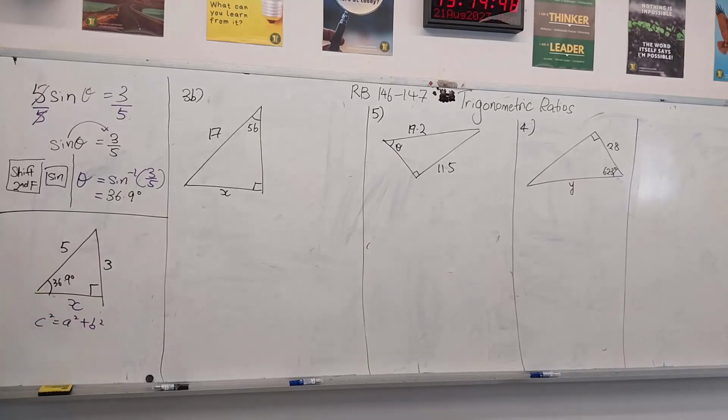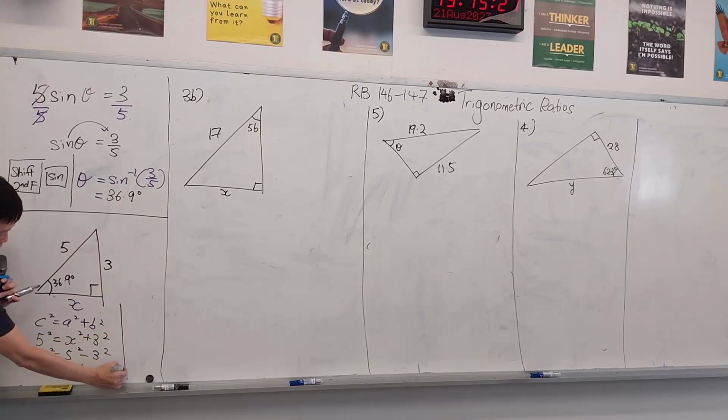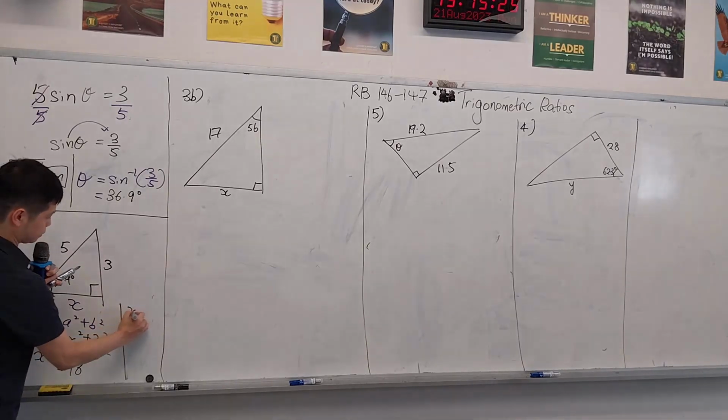Now you can use trigonometry, but if you are able to use Pythagoras theorem, can I ask that you use Pythagoras theorem? 5 squared equals x squared plus 3 squared. X squared equals 5 squared minus 3 squared, which is 16. So x squared will be 16, and therefore x is 4.